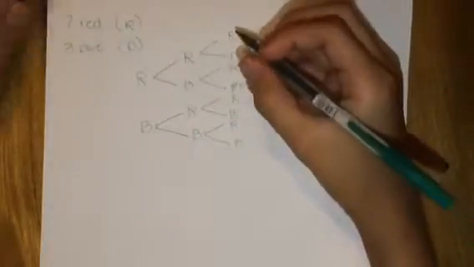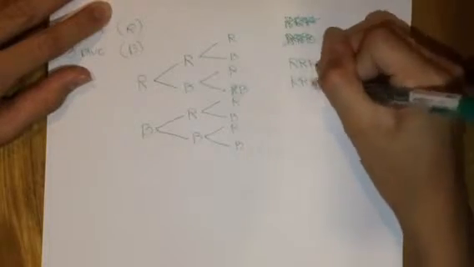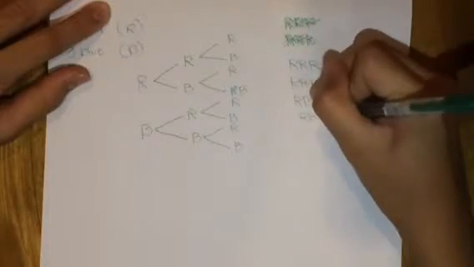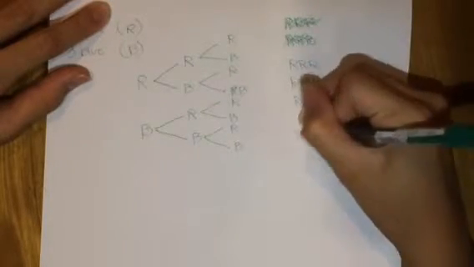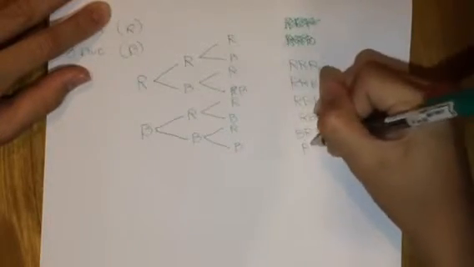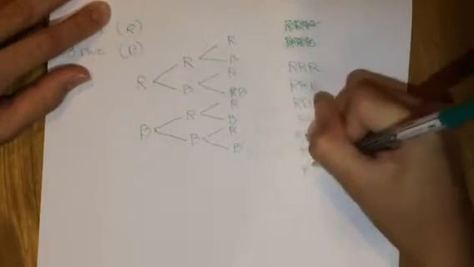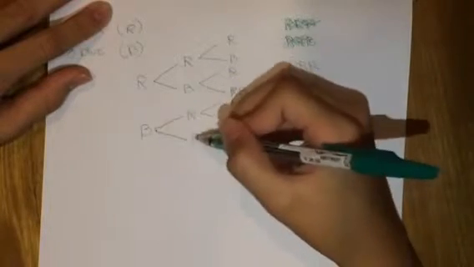all down. We first start with R, R, R. R, R, B. R, B, R. R, B, B. B, R, R. B, R, B. B, B, R. And B, B, B.